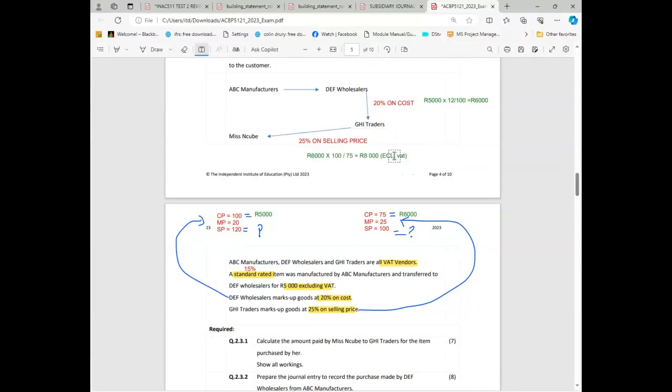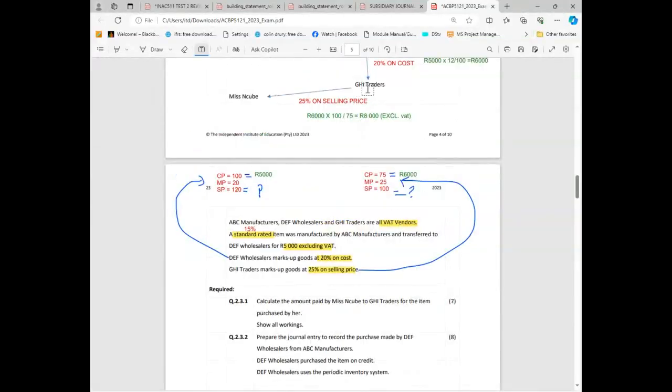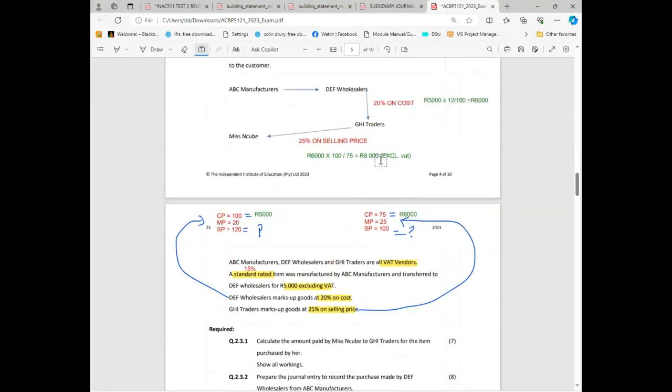Does that make sense? On cost. Yes. It is excluding what? Excluding VAT. In other words, GHI sold to Miss Nube for 8,000. But check the question: how much was the amount paid by Nube? Because they are a VAT vendor, we need to make sure that we include VAT on this 8,000. So Miss Nube paid 8,000 plus VAT. Now that they want the amount paid, 15% comes in.